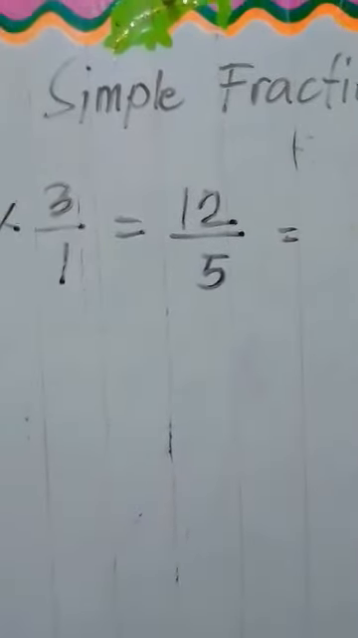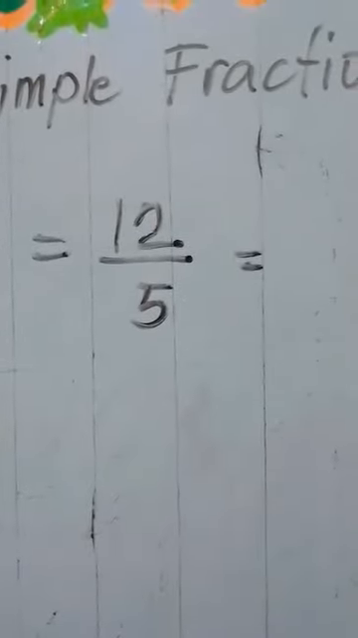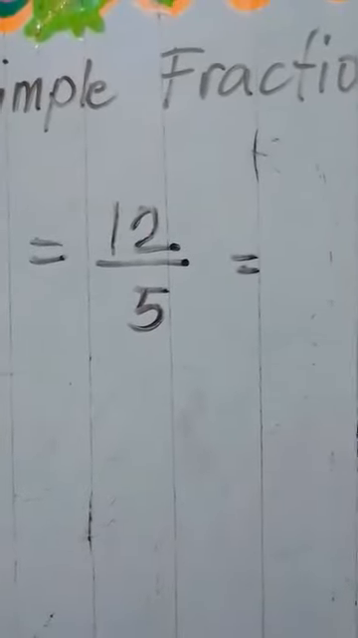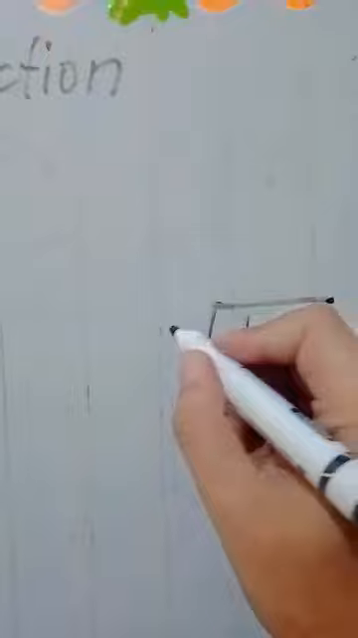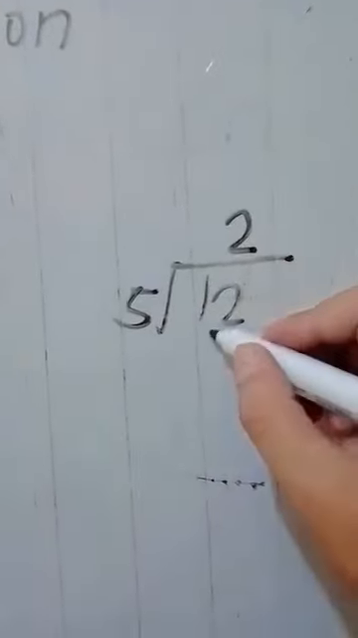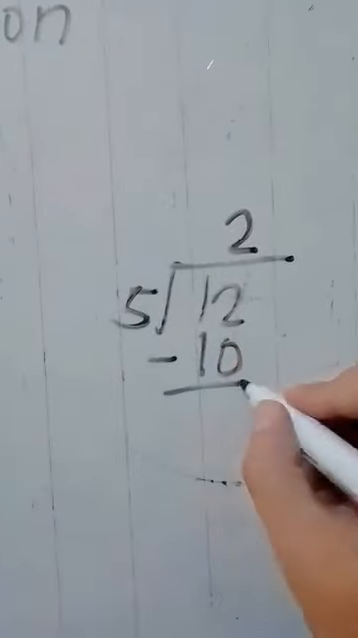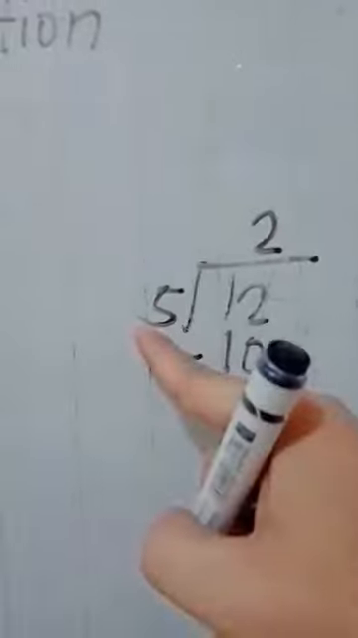So 12 over 5 is an improper fraction. So you have to change this into a mixed number. To change this, you have to divide 12 by 5. 12 divided by 5 equals 2. 2 times 5 equals 10. Then subtract, and the remainder is 2. So the answer is 2 and 2/5.